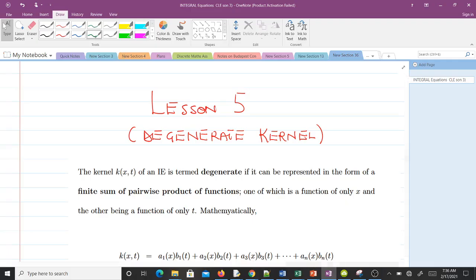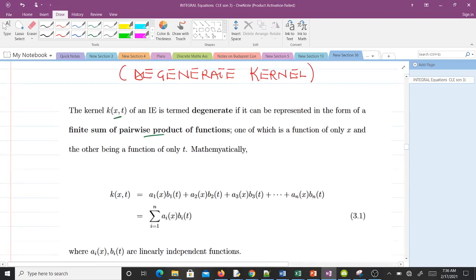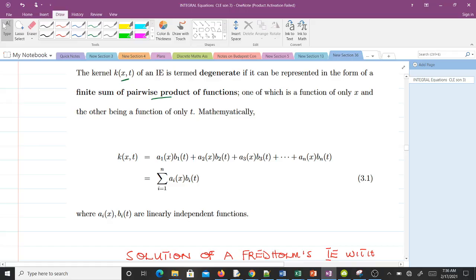Our kernel K of x, t of an integral equation is termed degenerate if it can be represented in the form of a finite sum of pairwise products of functions, one of which is a function of only x and the other being a function of only t. So mathematically, if we say our kernel is degenerate, then it means our kernel can be written in this form.